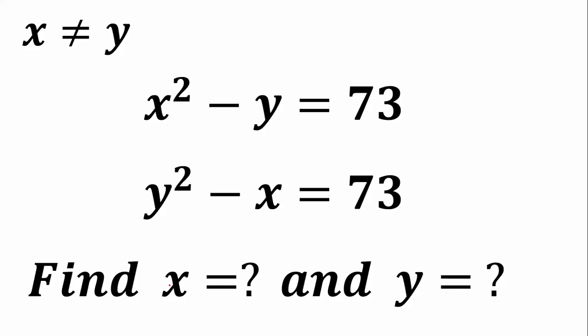Now we're asked to find the value of x and y, and the condition is that x should not be equal to y, and x squared minus y is equal to 73. y squared minus x is equal to 73.